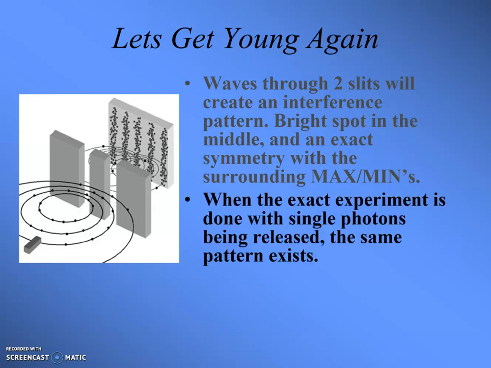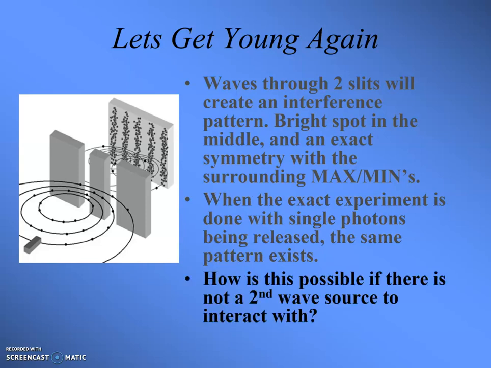Now, when the exact same experiment is done with single photons, you still get a pattern, which makes no sense, because it's an interference pattern. You need two things to interfere, and you're only sending one photon at a time. It should go through one hole or the other and hit the detection screen, and that's it. But it doesn't. It will actually make an interference pattern when you're only sending one at a time. So how is it possible if there's not a second wave source to interact with? It's really, really strange.